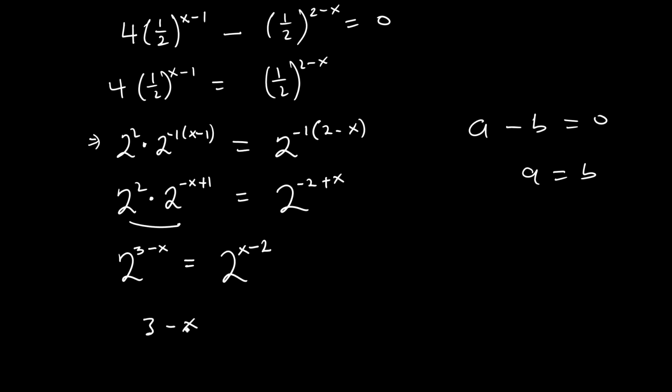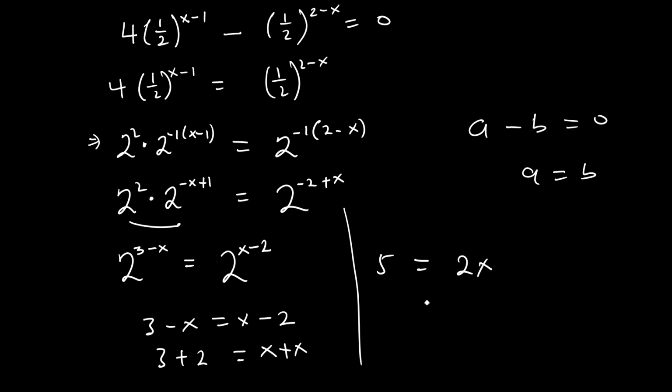3 minus x the same as x minus 2. So we have 3 plus 2 will be the same as x plus x. Okay, so we have 5 equals to 2x. Therefore, x the same as 5 on 2. Alright, so that's that. Okay.